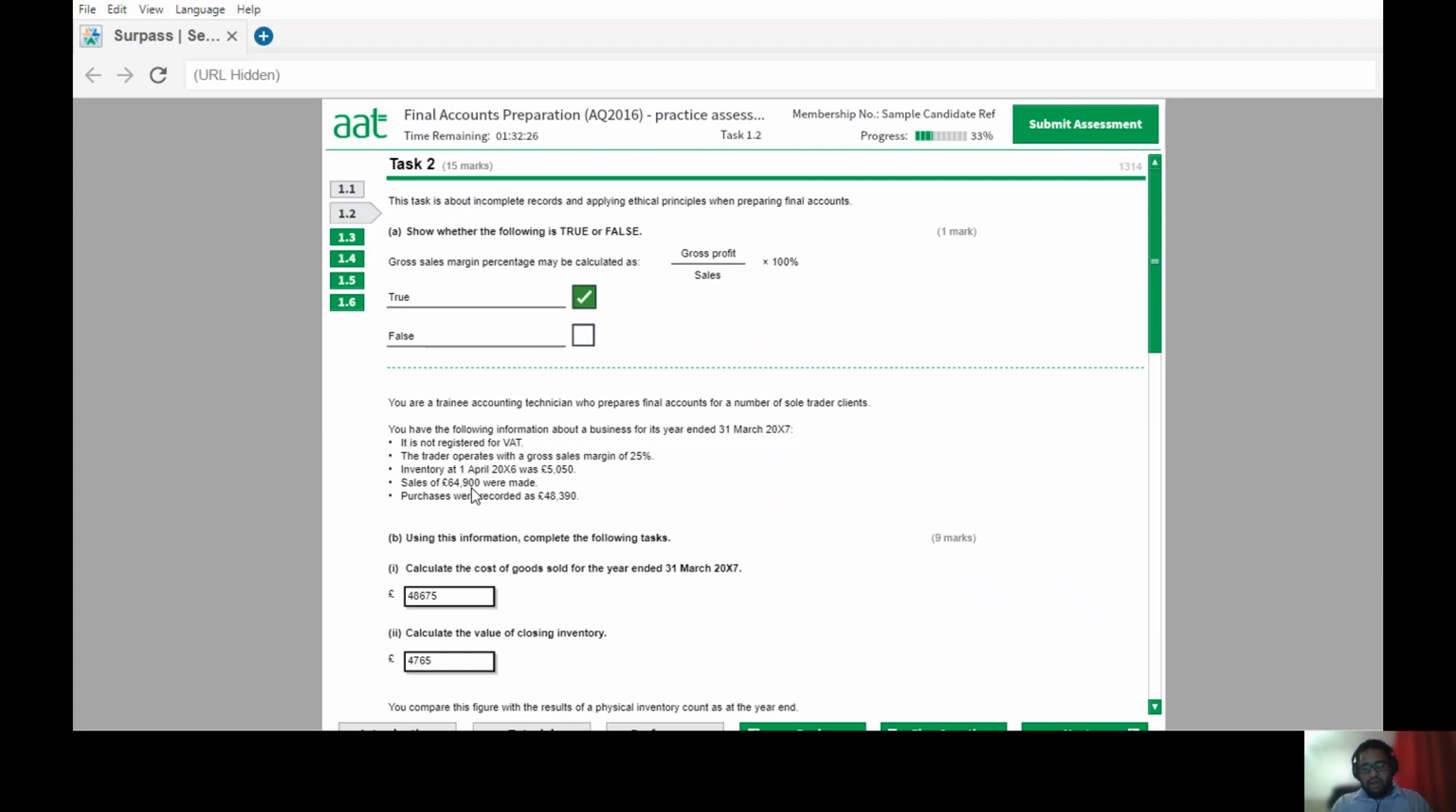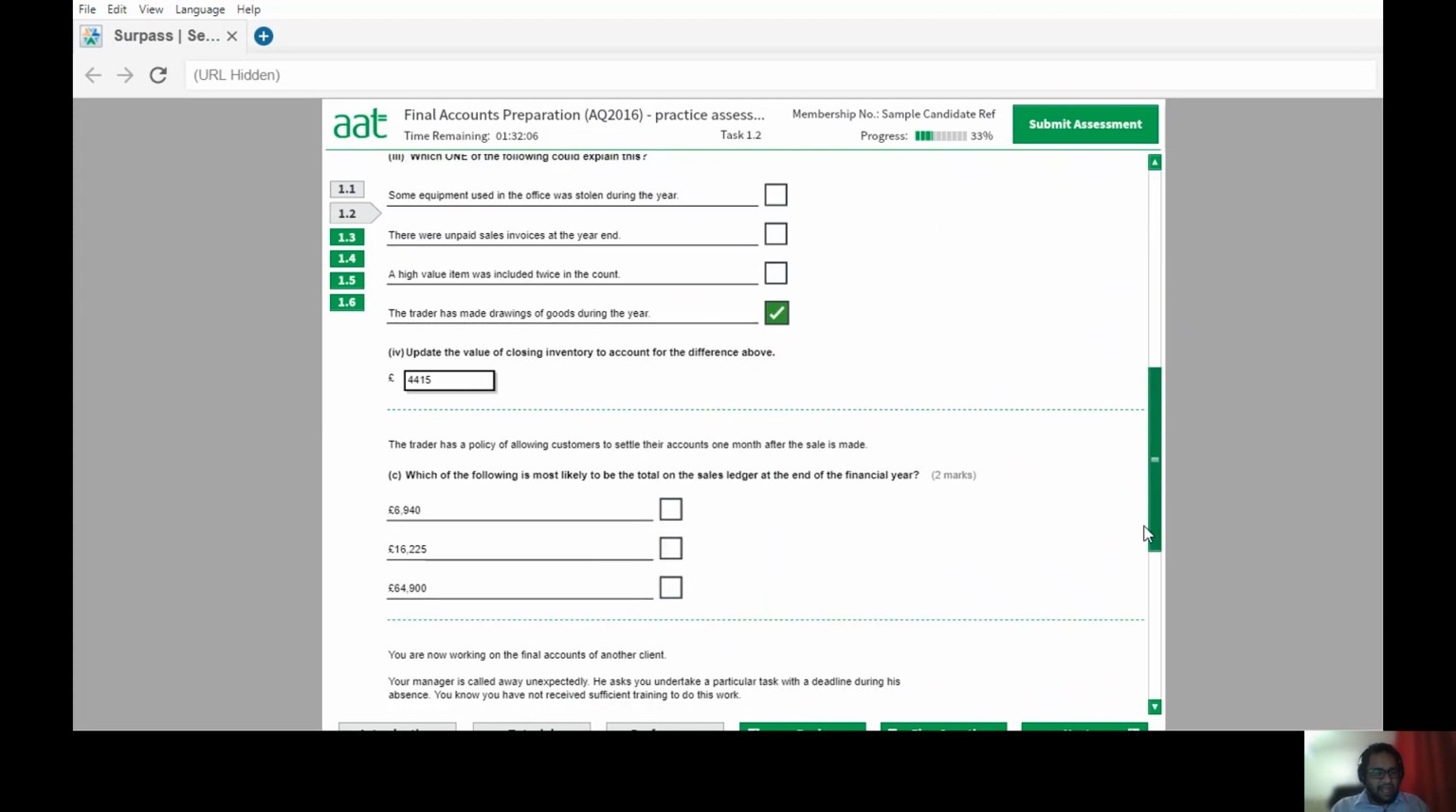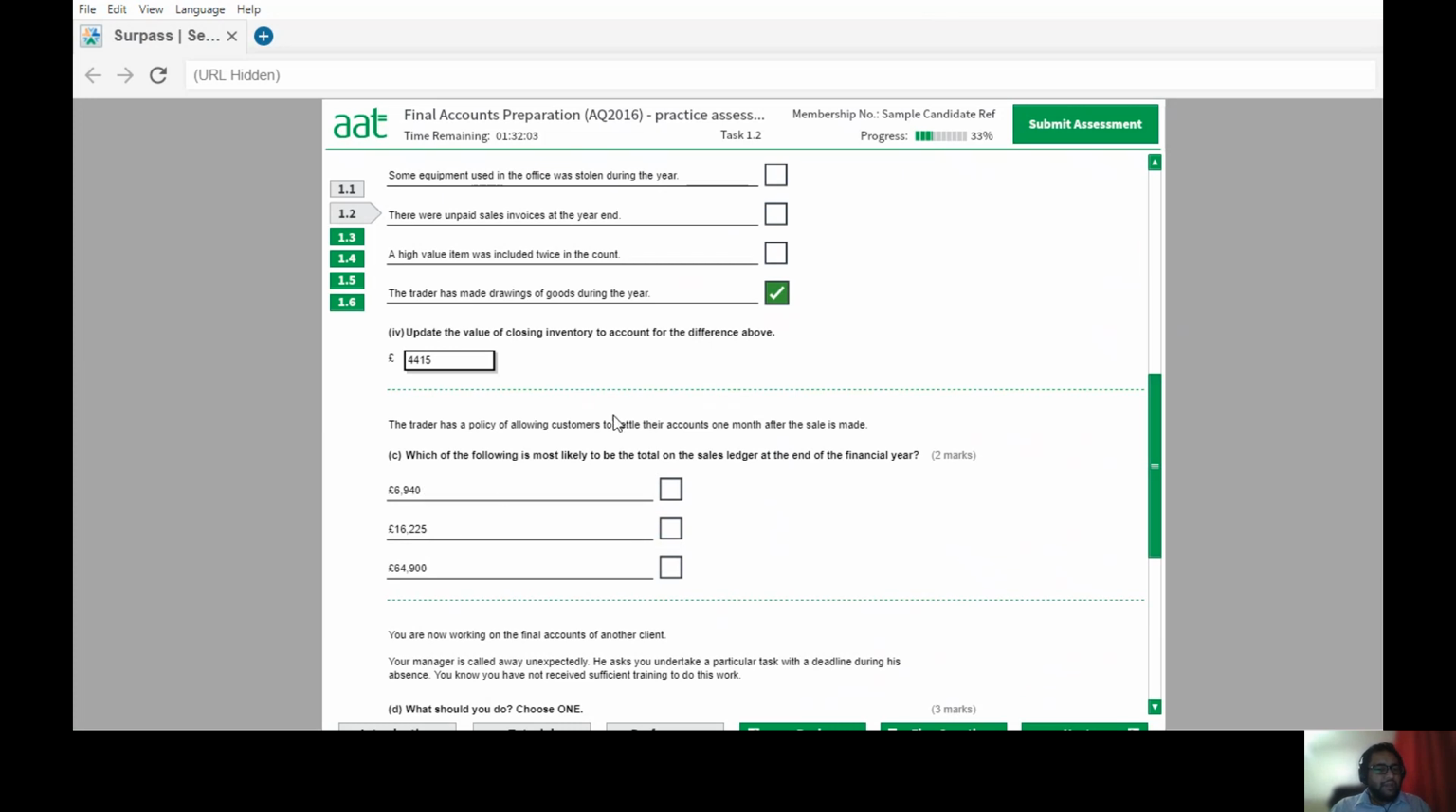Divide by 12, it is going to be coming to nearly 5,400 pounds. So that means every month your sales is going to be 5,400 pounds, something like that. So that means they will normally take 1 month to settle it. So your balance of the ledger should be around that figure every month.